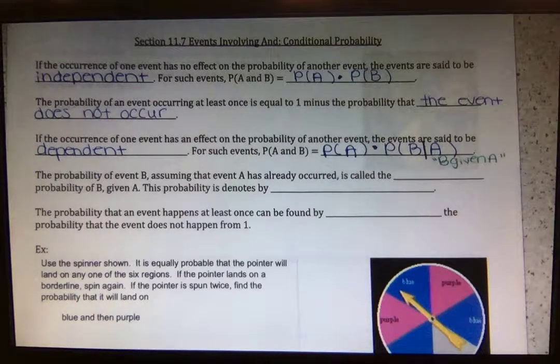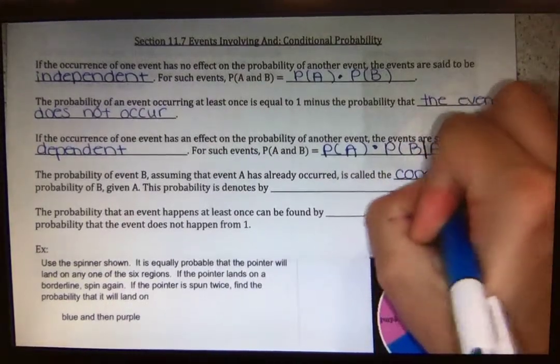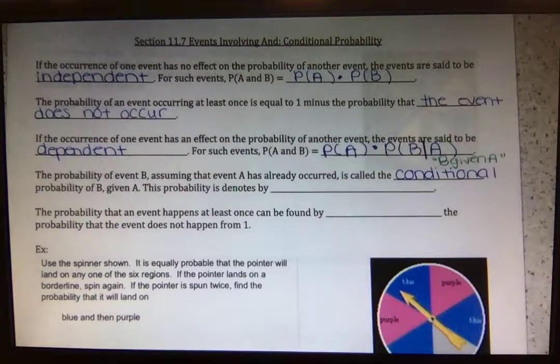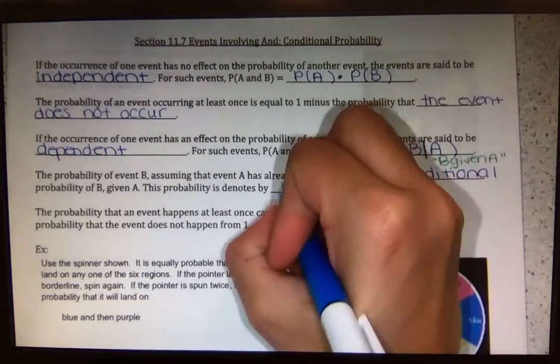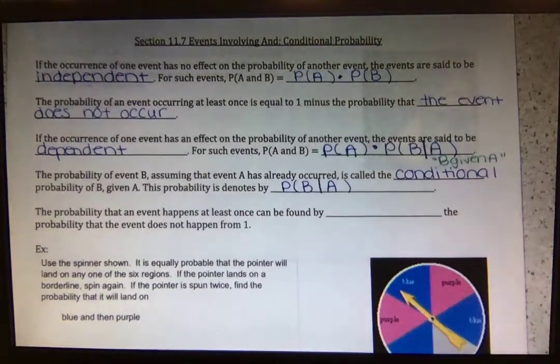Next, the probability of event B, assuming that event A has already occurred, is what we've been talking about. It's called the conditional probability of B given A, and that's denoted by the probability of B given A. It's based on the condition that A already happened. It's conditional. So once A happens, take that out, then find your new probability of B.